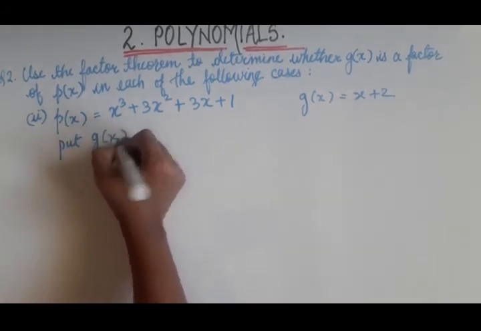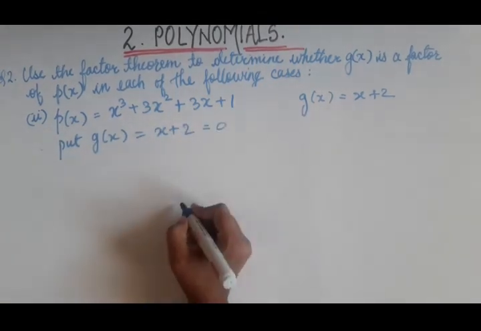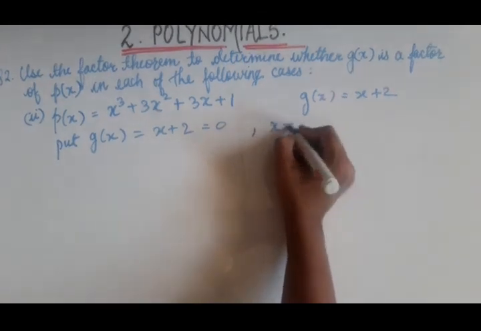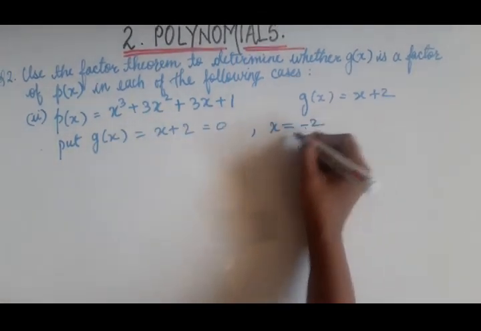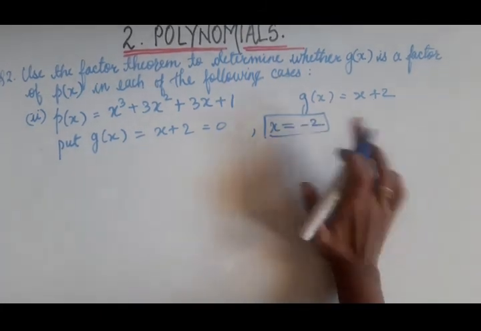So put g of x, that is x plus 2, equal to 0, so that you will get 0 of it. So what will be the x? This plus 2, after going that side, it will be minus 2. So you got 0 of the divisor as minus 2.